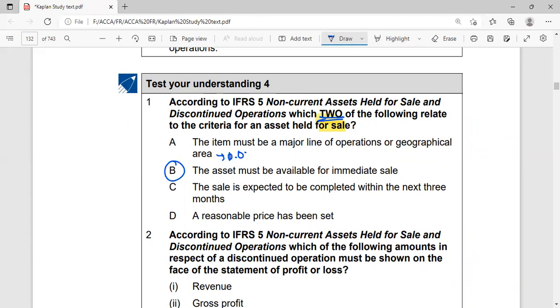Sale is expected to be completed within next 3 years, not within 3 months, within 1 year. Reasonable price has been set. So this answer is correct. The reasonable price is nothing but fair value. So the option is B.